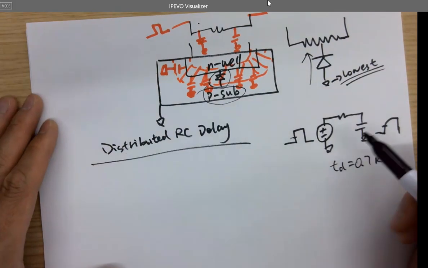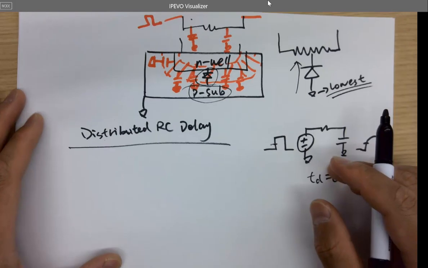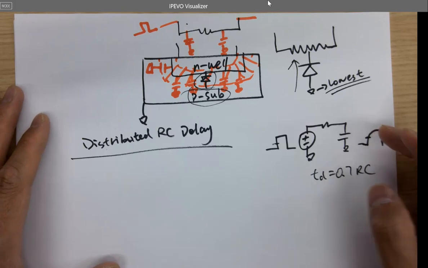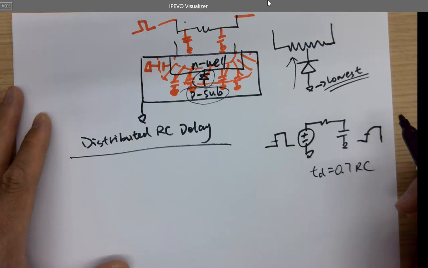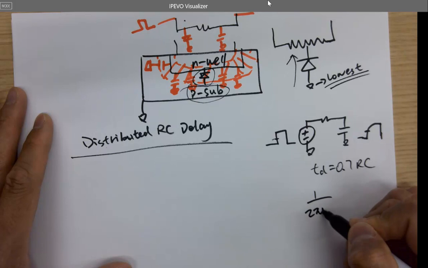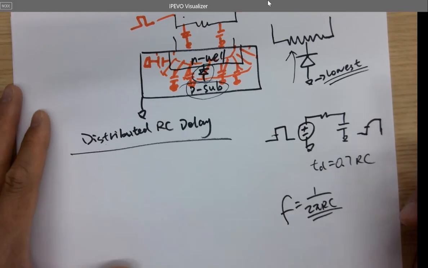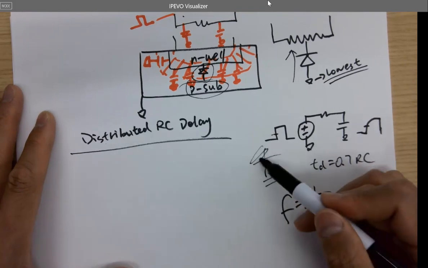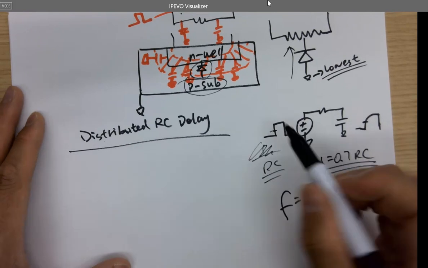And how to calculate it? In the textbook, 1 over RC? That's in the frequency domain. You are saying 1 over 2 pi RC. That's a cutoff frequency. So RC is time, right? 1 over RC is frequency. So 0.7 RC. But it has so many capacitances.